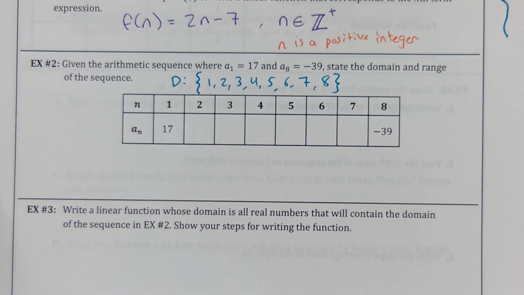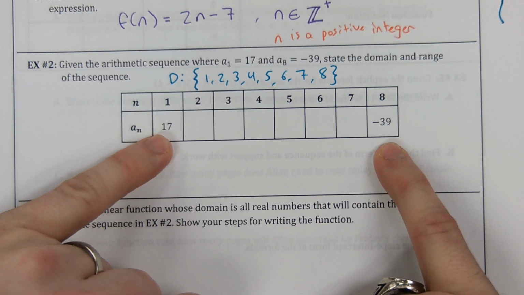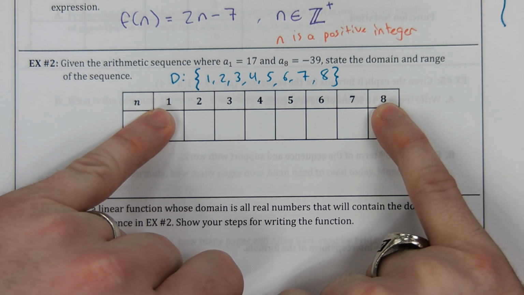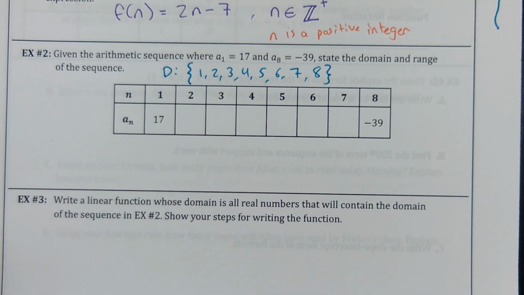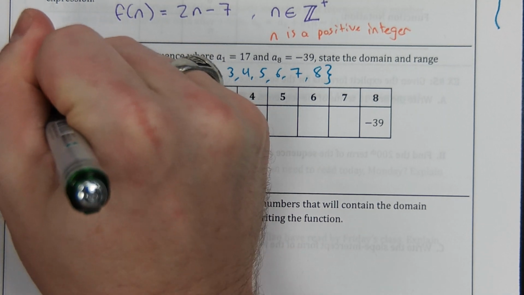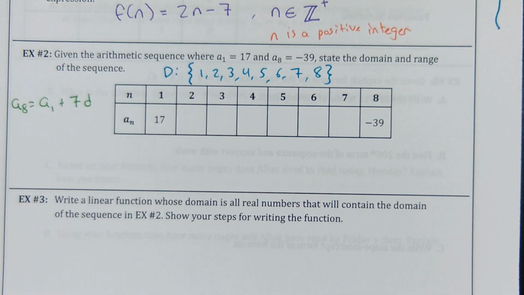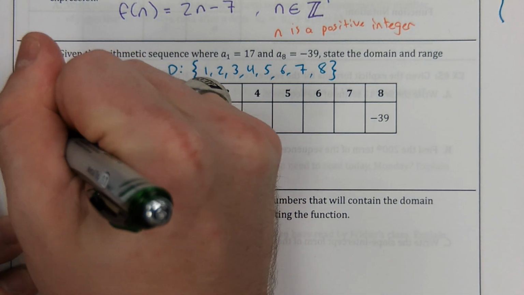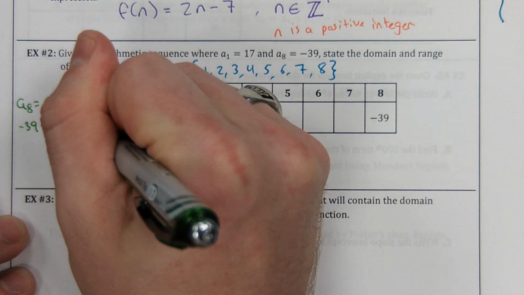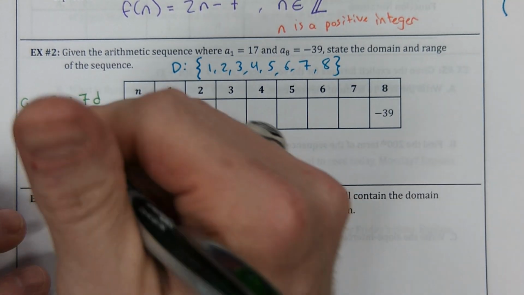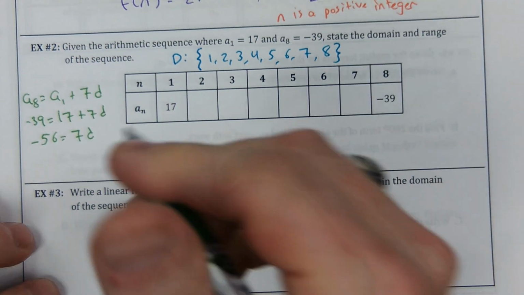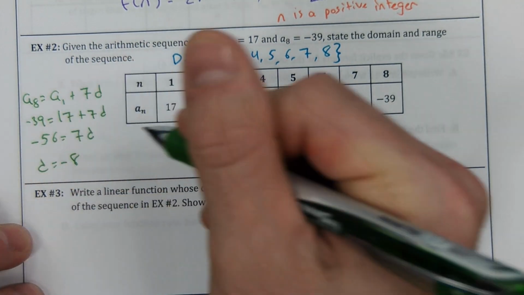The way we do that is by saying, if I go from the first term to the 8th term, how many times have I added the common difference? 7 times. So a sub 8 is a sub 1 plus 7 differences. This is how we can solve for the common difference. This isn't new. This is what we did 2 days ago. So negative 39 equals 17 plus 7d. Subtract 17 from both sides and you get negative 56 equals 7 differences. Dividing by 7 tells us that our difference is negative 8.